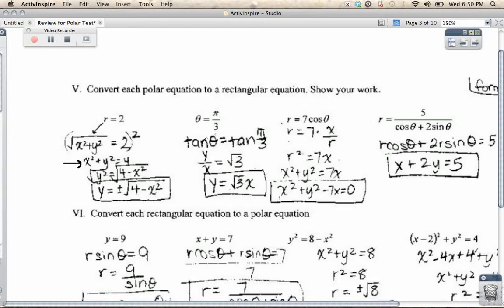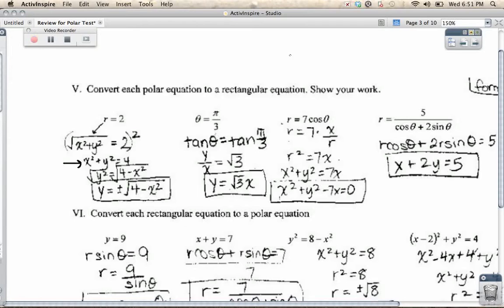Okay? For the next one, you have to take the tan of both sides, because remember, tan theta is an identity that we just used. You know that tan theta is y over x, so you also know that tan of pi over 3 is root 3, because that's really tangent of 60 degrees. So tangent of 60, sine over cosine, y over x. Now if you multiply both sides by x, you get y equals root 3 times x.